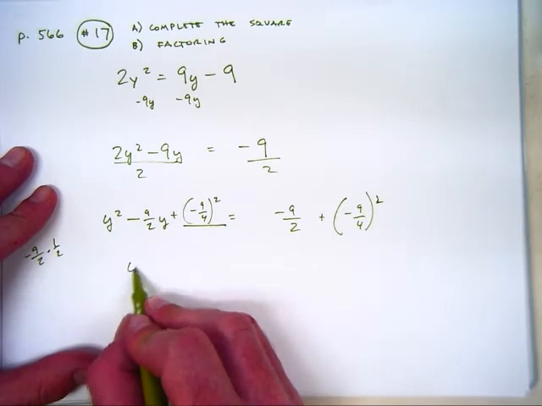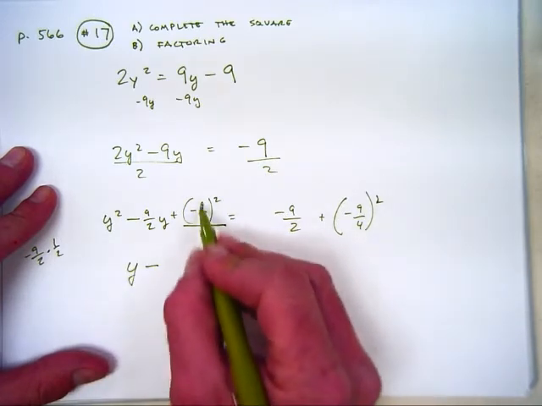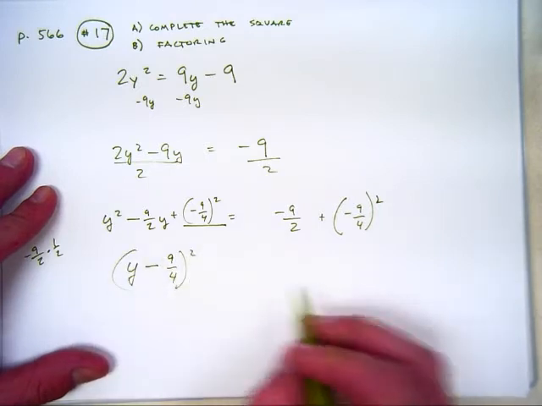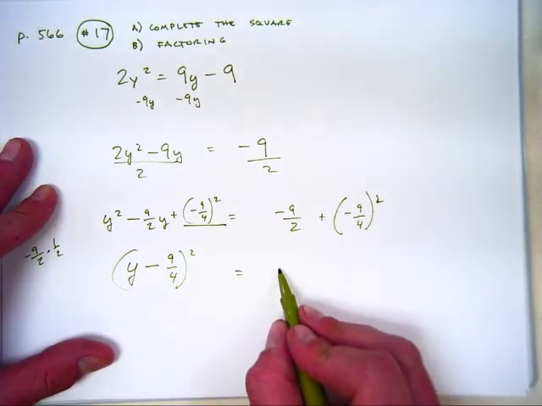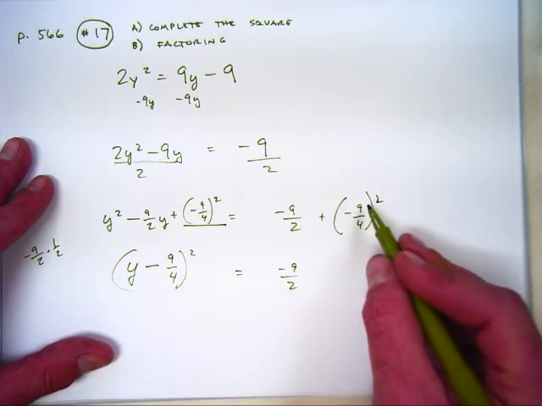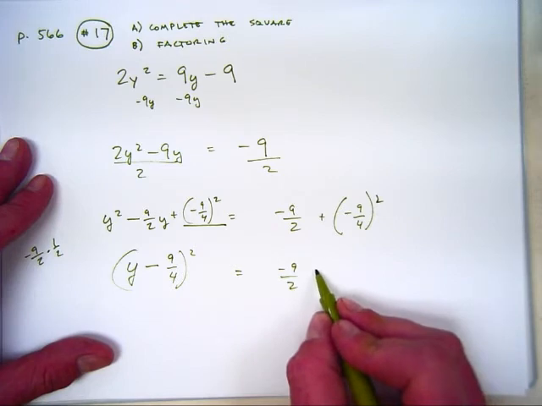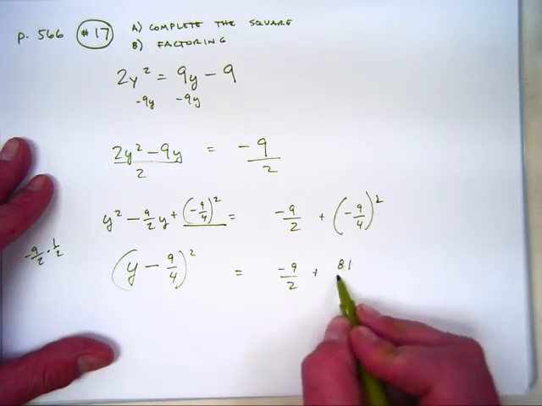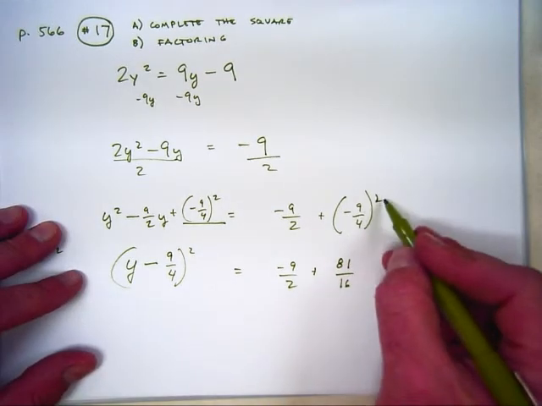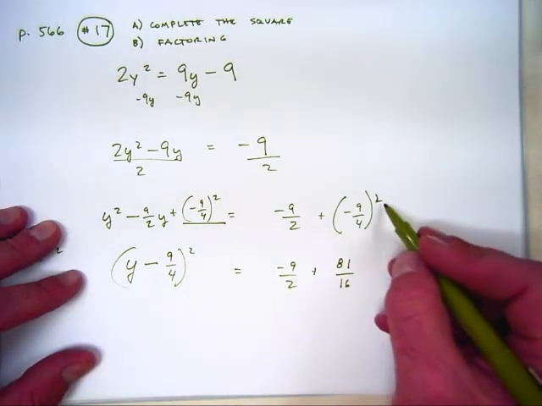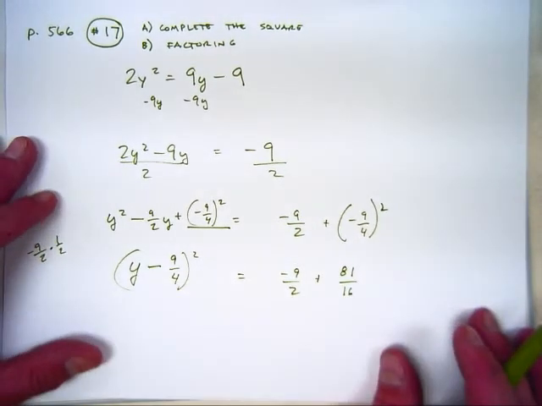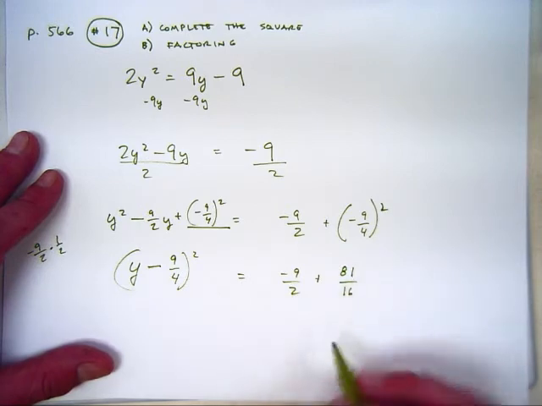So this now becomes y minus, because that's a minus there, 9 over 4, quantity squared, equals all this. So this is negative 9 over 2. Negative 9 over 4 squared is negative 9 over 4 times negative 9 over 4, which is positive 81 over 16, because 9 times 9 is 81, 4 times 4 is 16. The negatives cancel out, as they do any time you square a negative number.